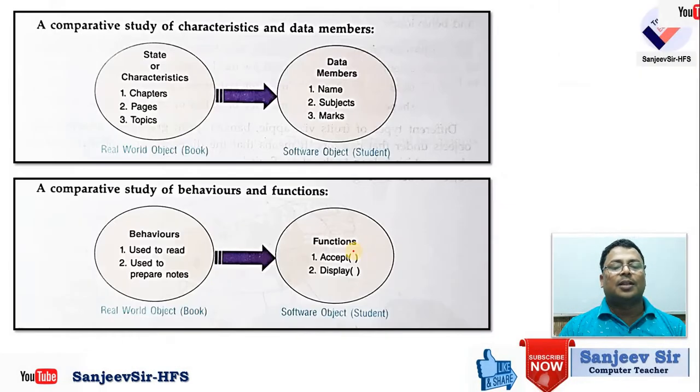Now we understand that given the characteristics as data members, here we write name, subject, marks for that student. And the functions with the student are accept the details of the student and display the details. And behavior is of that real world object, the book, that is used to read and used to prepare the notes.